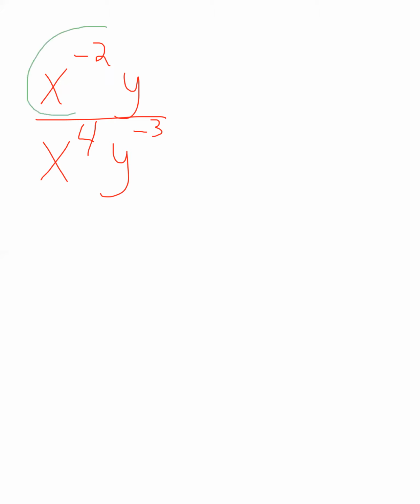So watch this one. If I had something like x to the -2 y over x to the 4th y to the -3rd. Say I had this, right? I'm literally going to go piece by piece, and I'm going to ask myself if they're going to move or they're going to stay. So, I'm going to look at this first x right here. Because he has a negative exponent, he has to move downstairs. So he's going to move down to the bottom.